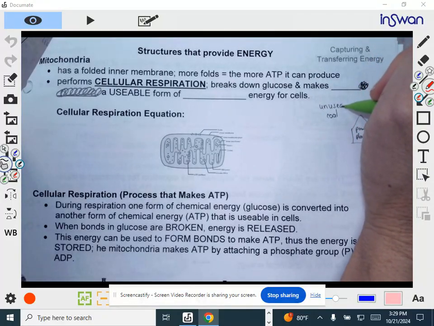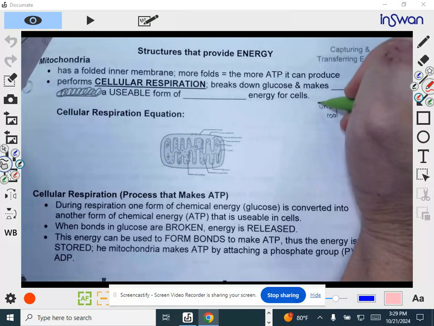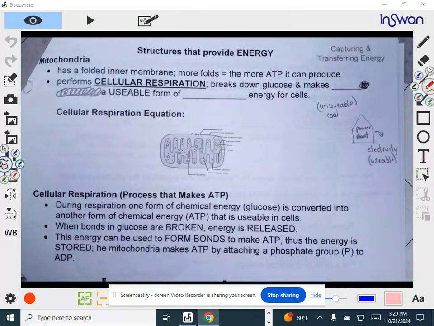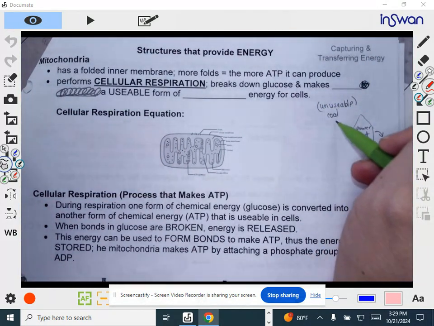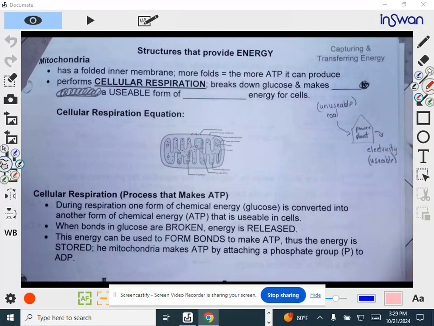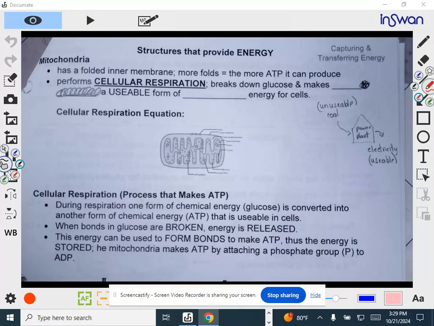So what a power plant does is it takes unusable forms of energy, such as coal, it's got energy in it, it's just unusable, and it's able to release that energy and convert it into a usable form of energy. And so that's really what the mitochondria does. It takes unusable energy and converts it into a usable form of energy, okay?